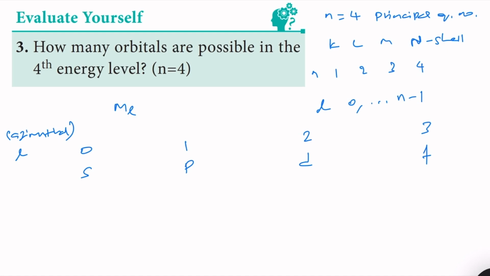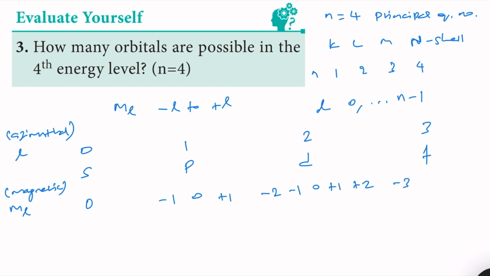Magnetic quantum number is minus L to plus L through 0. So, this means the magnetic quantum number in this case will be simply 0, but here it will be minus 1, 0, plus 1, here minus 2, minus 1, 0, plus 1, plus 2, and here it will be minus 3, minus 2, minus 1, 0, plus 1, plus 2 and plus 3.